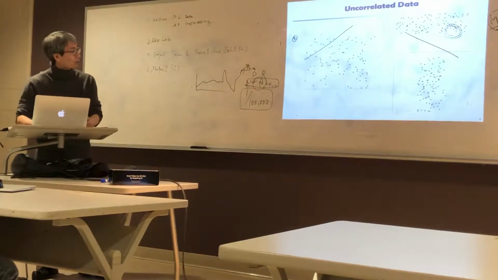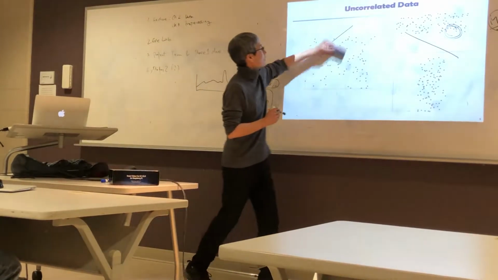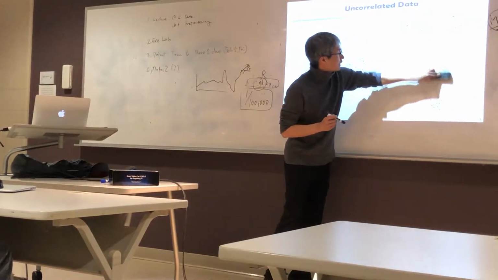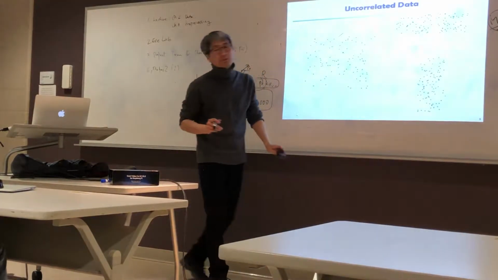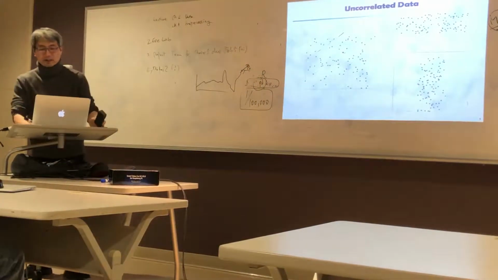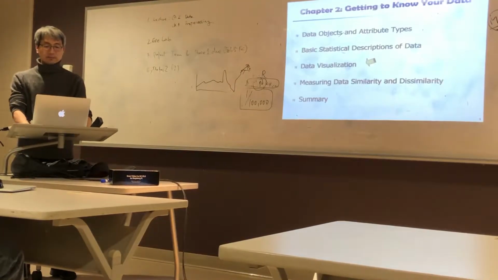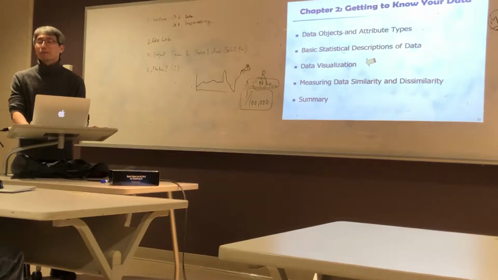But this is the uncorrelated, just a scatter. This is very hard to say it's related because the margin is wide. Okay, that is the quick overview of the data.